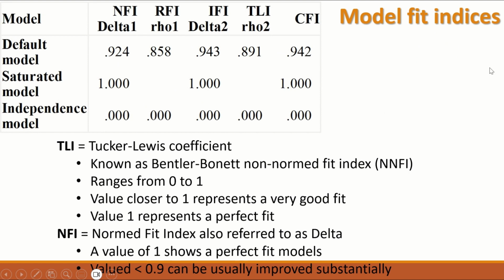The next slide shows the table taken from CFA with the indexes for NFI, RFI, IFI, TLI, and CFI. TLI is the Tucker-Lewis coefficient, known as the Bentler-Bonett non-normed fit index. It ranges from 0 to 1. A value close to 1 represents a very good fit. A value of 1 represents a perfect fit. For the NFI, normed fit index, also referred to as delta, a value of 1 shows a perfect fit, and a value less than 0.9 can usually be improved substantially.